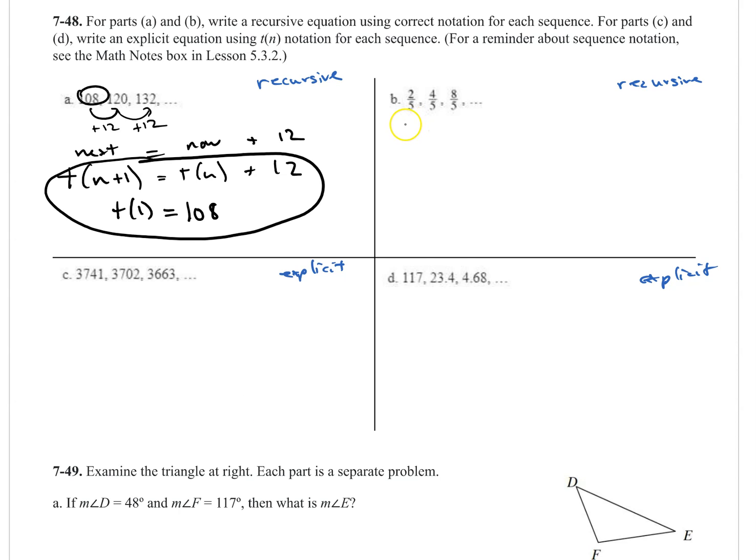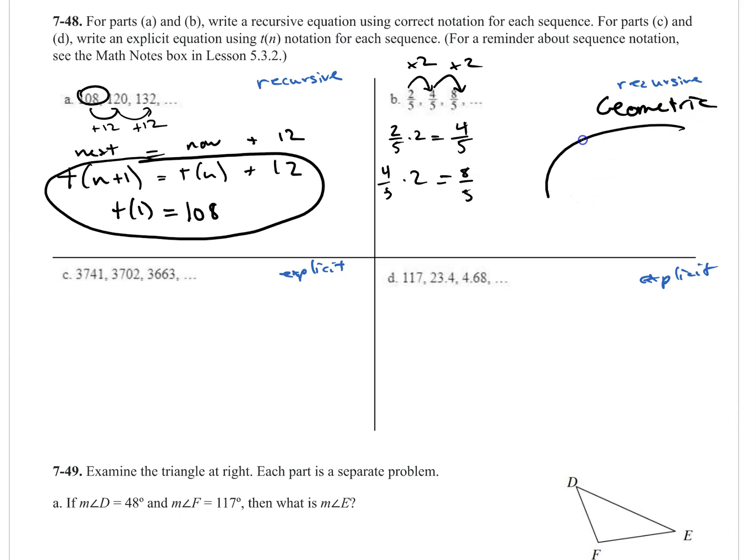All right, B. 2 over 5ths times 2 is equal to 4 over 5ths. 4 over 5ths times 2 is equal to, 4 times 2 is 8, so that's 8 over 5ths. So this is geometric. I'll let you write the equation on that one.